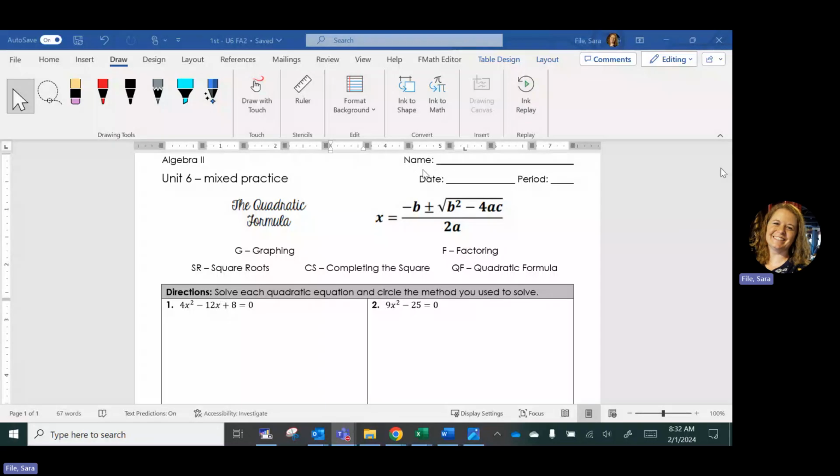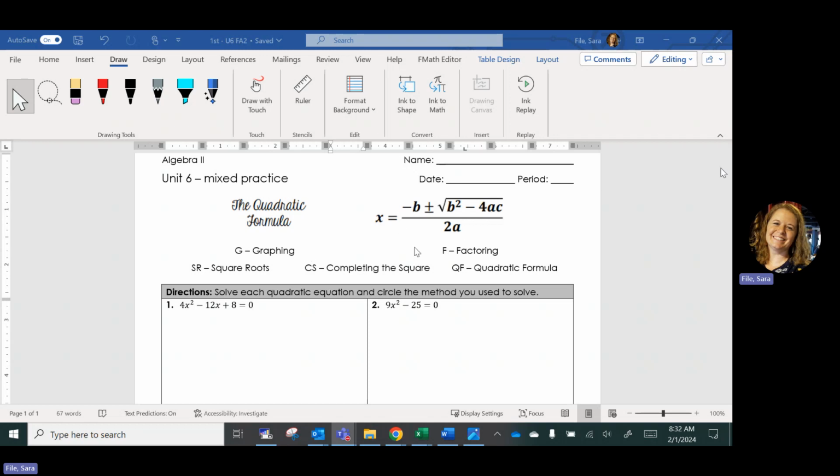Question, the mixed practice. Quadratic formula is given. I know I sang that to you to the tune of Pop Goes the Weasel as a way to help you memorize it and learn it, but we decided we will give you the quadratic formula on the test so you don't have to have it memorized. So it was given here.